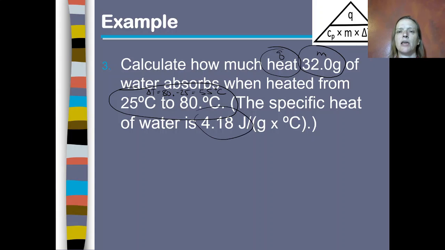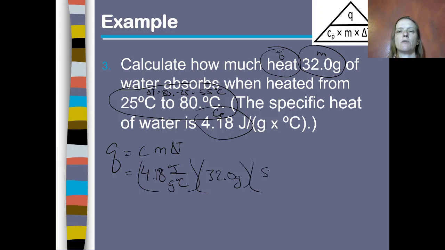And I'm given the specific heat of water, CP. All right, I need to calculate Q, but I know my CP, my M, and my delta T. So that's fine. Q equals C times M times delta T. So I plug in the values, 4.18 joules per gram degree Celsius times my mass, which is 32.0 grams, times my delta T, which is 55 degrees Celsius. Grams cancels out, degrees Celsius cancels out. I'm left with joules.